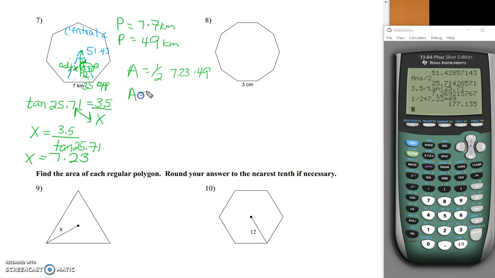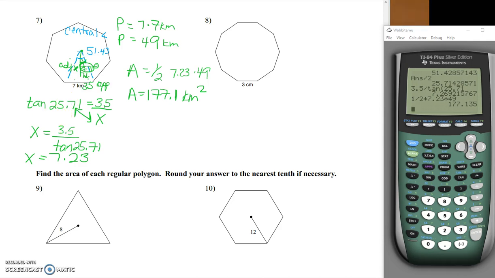My area is equal to 177, and it said round to the 10th place. I'm going to round to 0.1, and that's going to be kilometers squared. Okay, so this is what happens when you're not given the apothem. You can locate it, you can find it using trig.